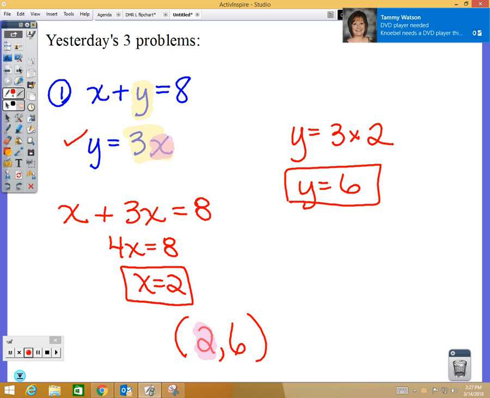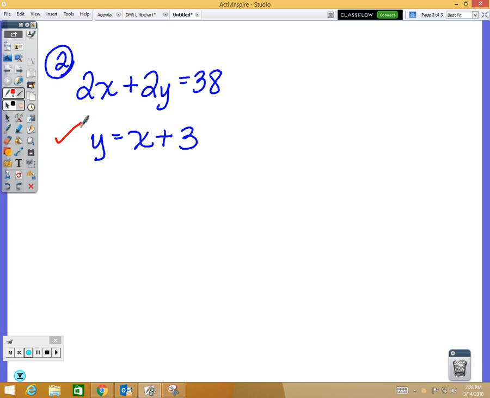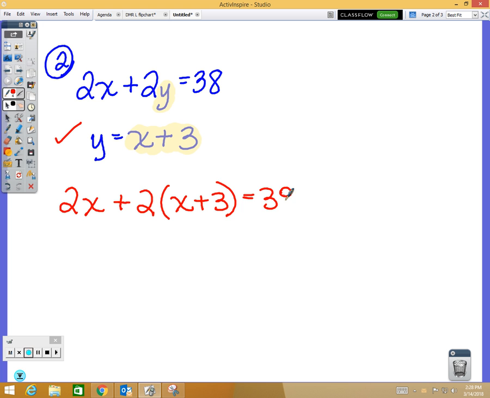Okay, question number 2 then. Again, my first step is to look to see, do I have any of them that are y equals? And I do. So I can automatically go ahead and replace this y with this x plus 3. So I'm going to rewrite that equation as 2x plus 2 times x plus 3, and that's going to equal 38. I want to solve for x. I see parentheses. This is going to mean that I need to distribute. I need to distribute this 2 to the x and to the 3.